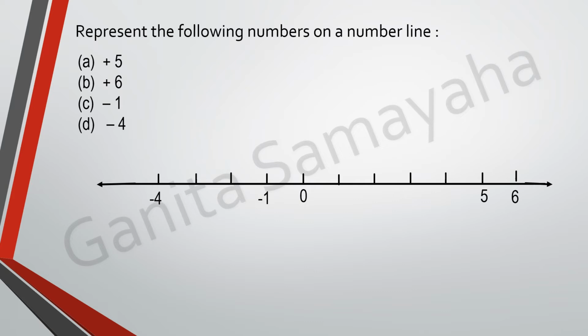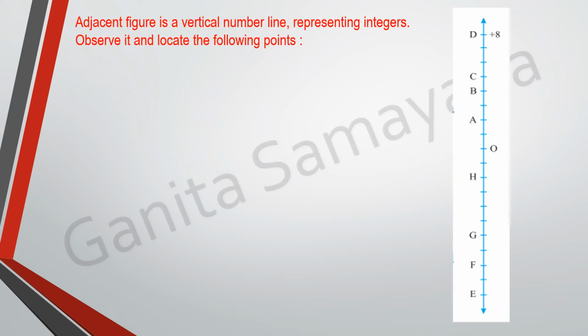Fine. After learning how to locate the point, we must be able to read the point. For example, if I ask you what does this stand for, this point? What is the number or the integer for this point? You must be able to see. Okay. So let us look into a few of such cases. Here you can see a number line, but it is kept vertically instead of horizontally. That's all. Now let us locate the following points.